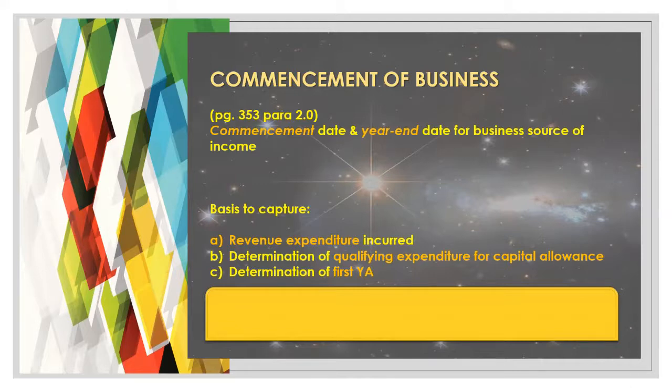As I already gave you an example just now, you might commence your business in 2017 and you close your account in 2017. So what will be your first year of assessment? Or maybe you commence your business in 2017 and you close your account in 2018 or 2019. So what would be your first year of assessment? That is what we're going to look at in the commencement of business section.